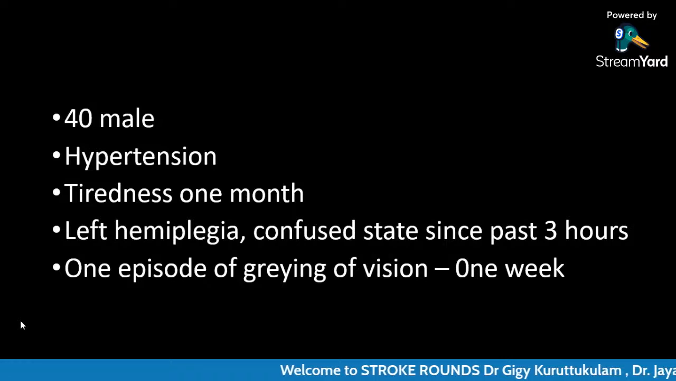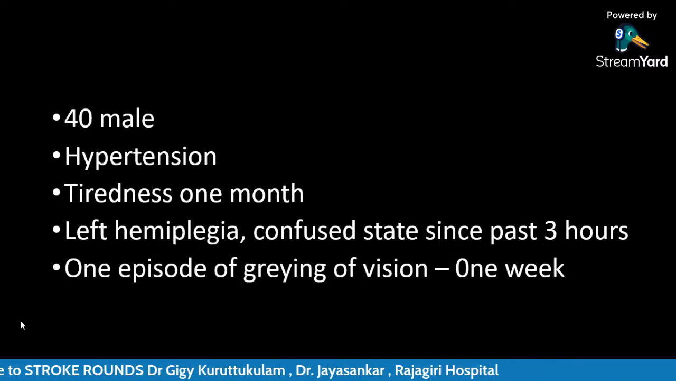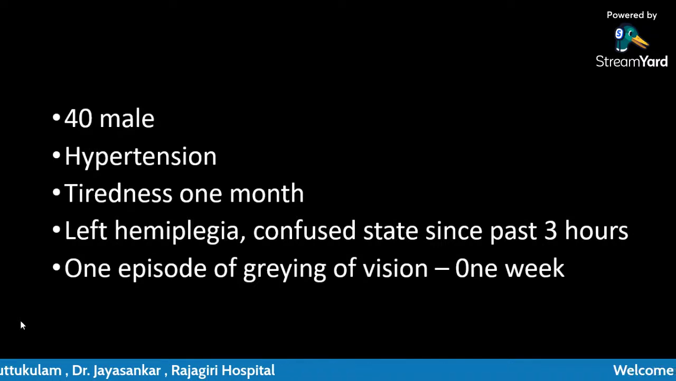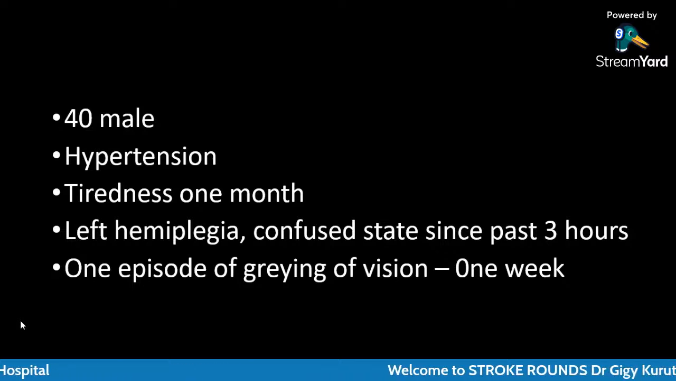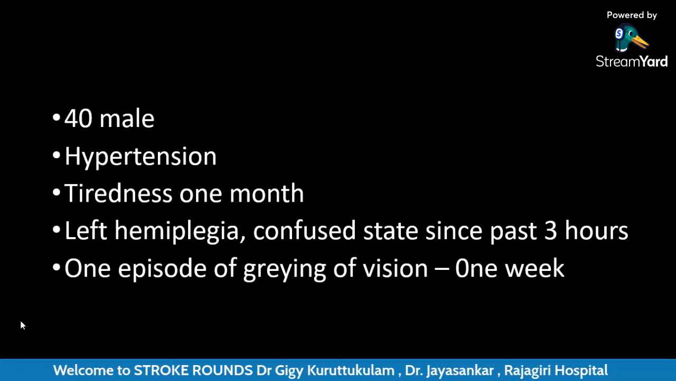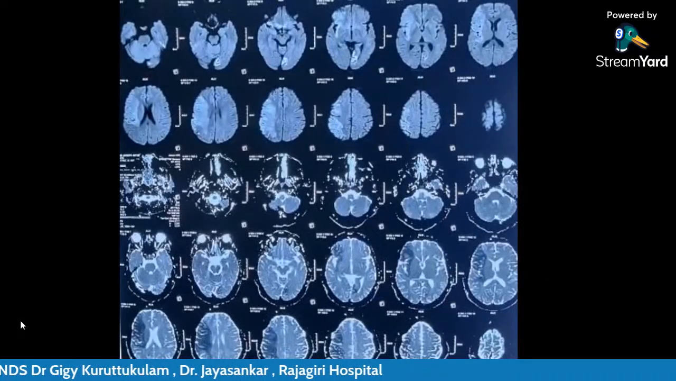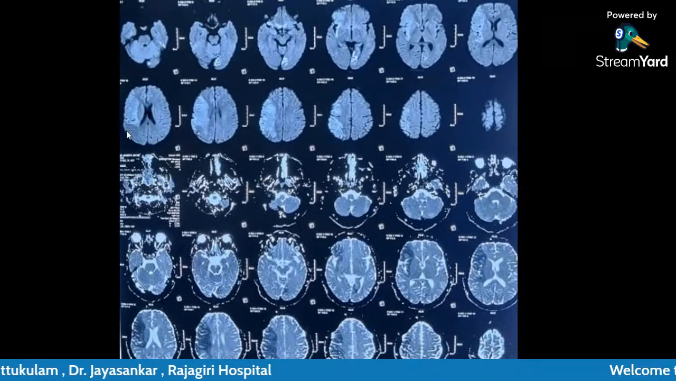A 40-year-old male, young male, who has never smoked, never consumed alcohol, recently detected to be hypertensive, a driver by profession. Tiredness of 1 month, came to the ER with left hemiplegia in a confused, drowsy state for the last 3 hours. Wife says that 1 week back he had an episode of graying of vision. That's all. So this is the MRI which he brought along, done outside.